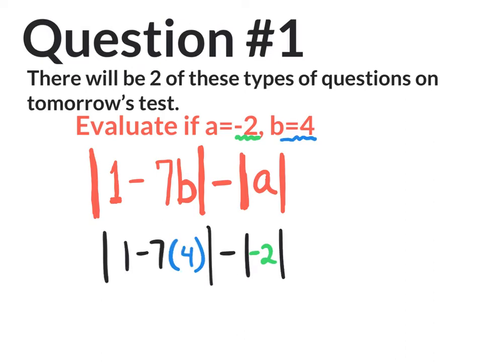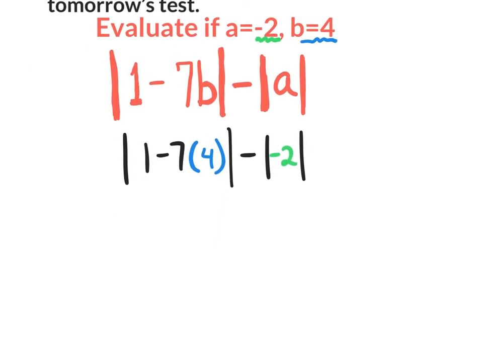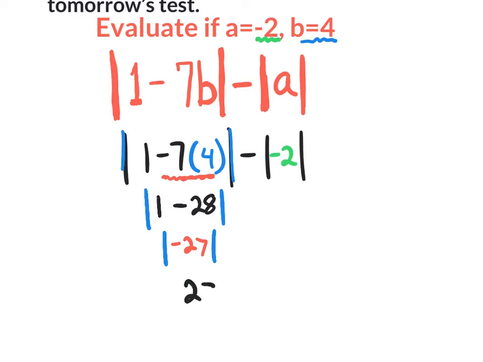We're going to simplify the inside of the absolute values. So 7 times 4 is 28, or you could call it negative 7 times 4 is negative 28. Either way, on the inside you have 1 minus 28. It's still inside these absolute values, so I'm going to put the absolute values right there. 1 take away 28 is negative 27, and it's still inside of the absolute values. Now, once I do the absolute value of negative 27, I will get a positive 27.